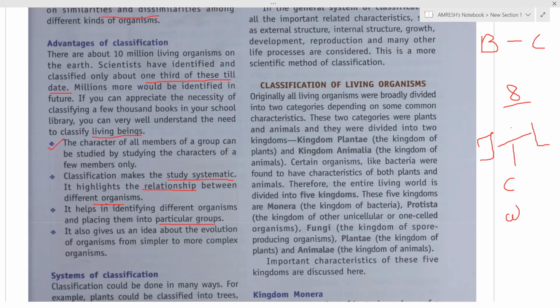Herbivore, the animals that eat plants or feed on plants. Herbivore group. So we need to classify. We are classifying herbivores, which means they eat plants. Carnivores, they eat flesh of other animals. Like that, on the basis of their common characteristics, we are classifying.